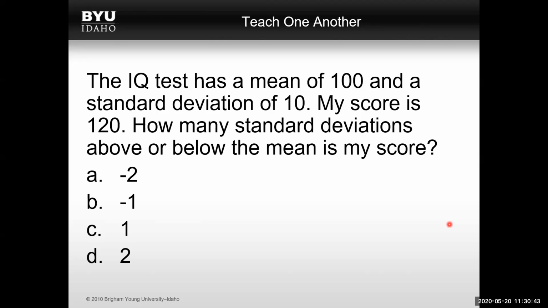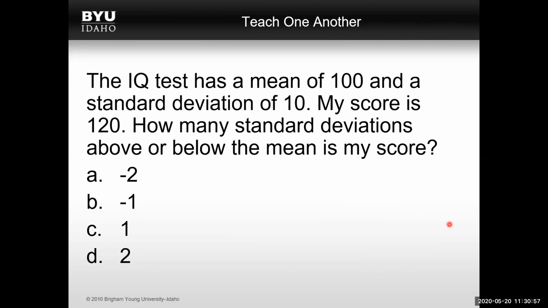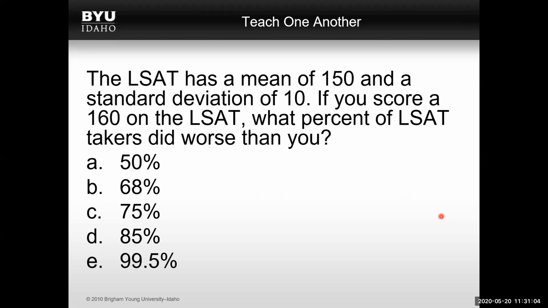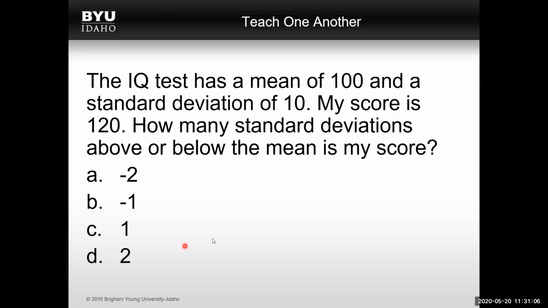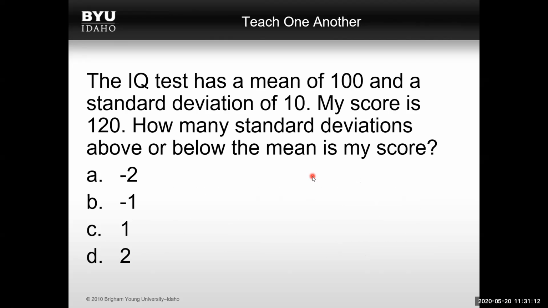So I'll go back to this so that you can look at the equation and plug the numbers in. I don't like to do complicated math in my head, so I made it super easy for you. So you should maybe pause the video and figure it out. Otherwise, you'll just hear the answer and won't learn anything. So how many standard deviations above or below the mean is your score? 2 is the answer. 120 minus 100 divided by 10 is 2.